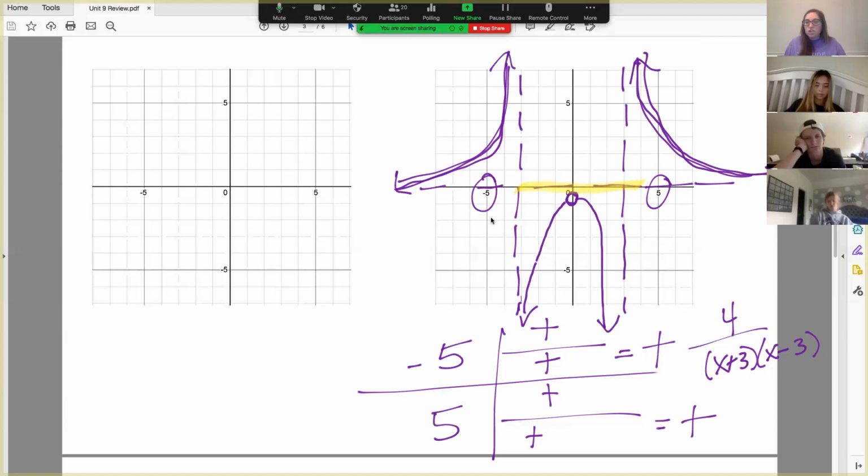If you wanted to be sure about the middle parts too, like just to be 100% sure, you could test any points here and here. So I could have tested -1 and +1 if I wanted to. And those would both tell me that they're negative.